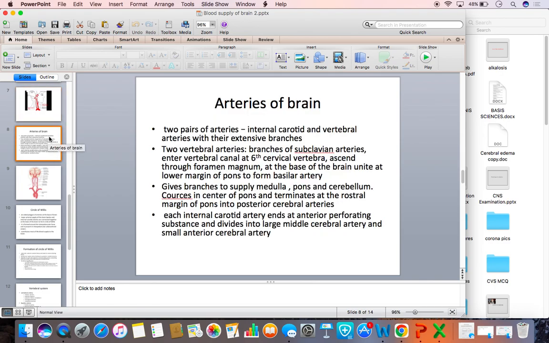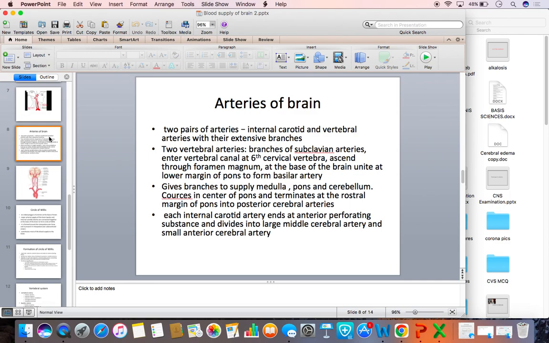Look at this slide describing the arteries of the brain. As I told you, two pairs of arteries, internal carotid and vertebral arteries, with their extensive branches, supply the most parts of the brain. The two vertebral arteries, branches of the subclavian arteries, enter vertebral canal at 6th cervical vertebra, as I told you, ascend through foramen magnum, and at the base of the brain unite together at the lower margin of the pons to form basilar artery.